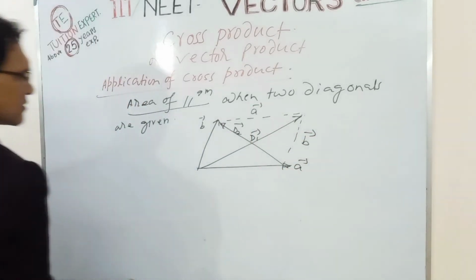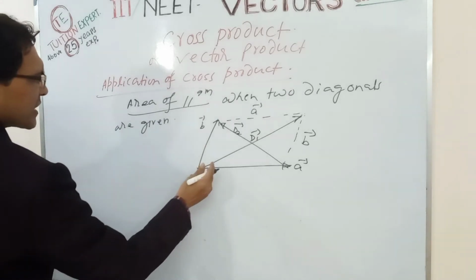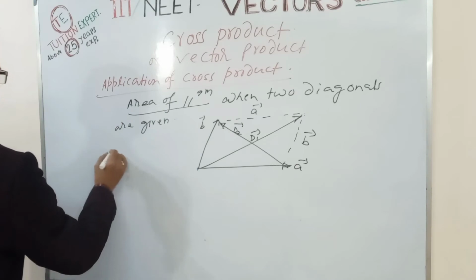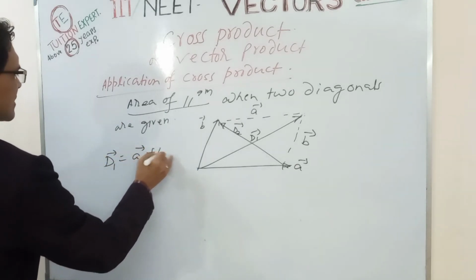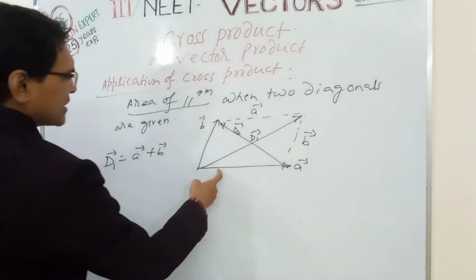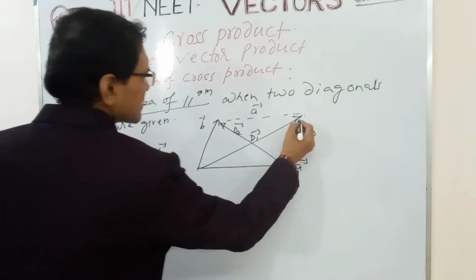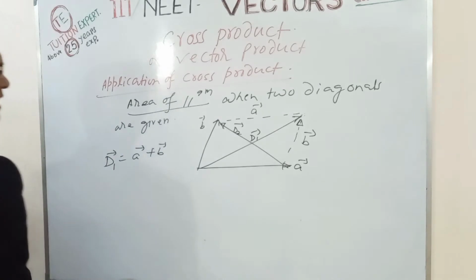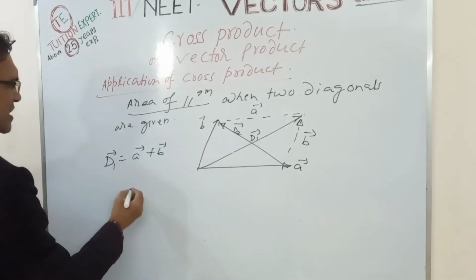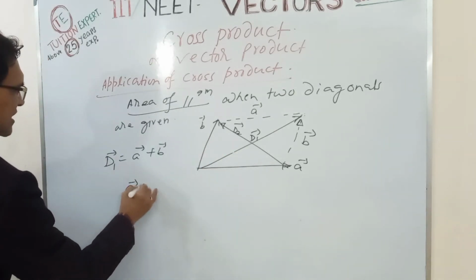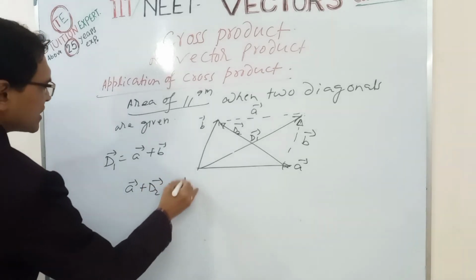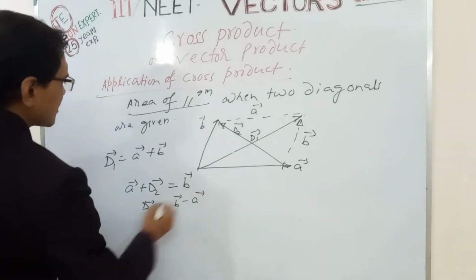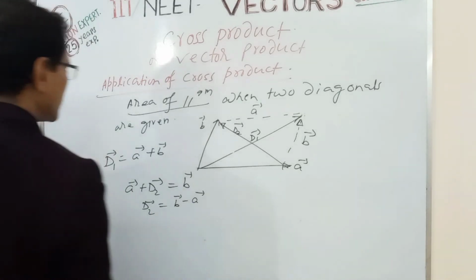Now from the triangle rule, A plus B will be D1. From the triangle rule, A and B are taken in the same order and D1 is in opposite order. So D1 equals A plus B. And from this triangle, A plus D2 equals B. So D2 equals B minus A. So D1 and D2 are the two diagonals.